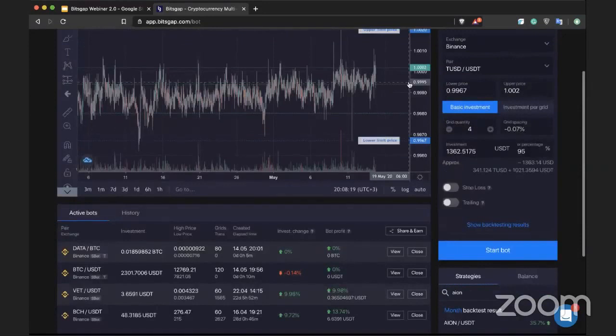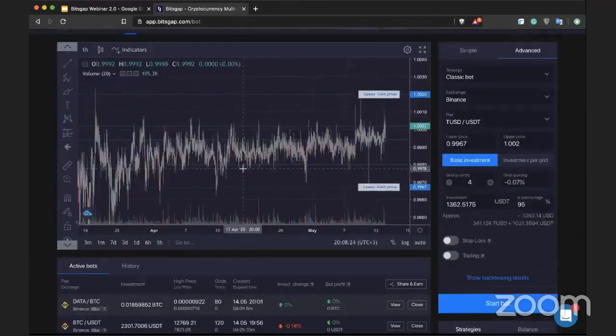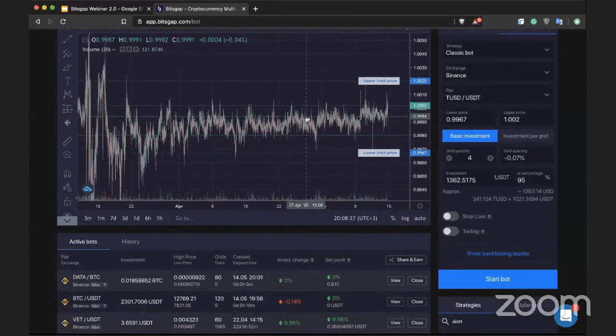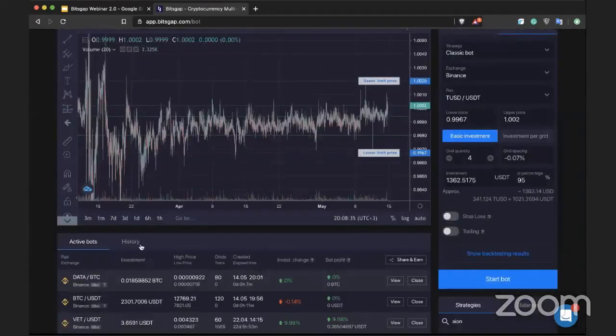To optimize your trading, you have all of the tools here to make your trading as efficient as you want. And if you click on the view button, here you can always, let's use another one, this one.